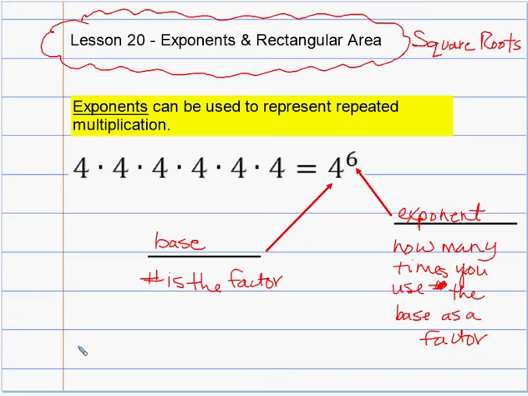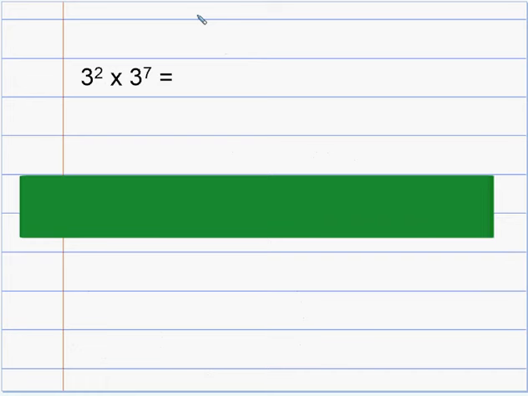Okay, a couple things. If the exponent is 2, then we can say it is squared. And if the exponent is a 3, then we can say the number is cubed. After that, if it's a 4 or greater, we just say to the 4th, 5th, 6th, whatever power.